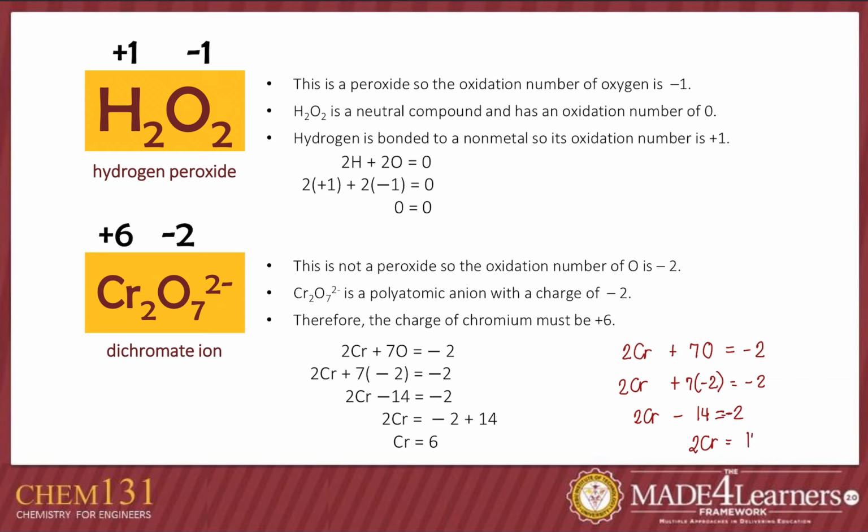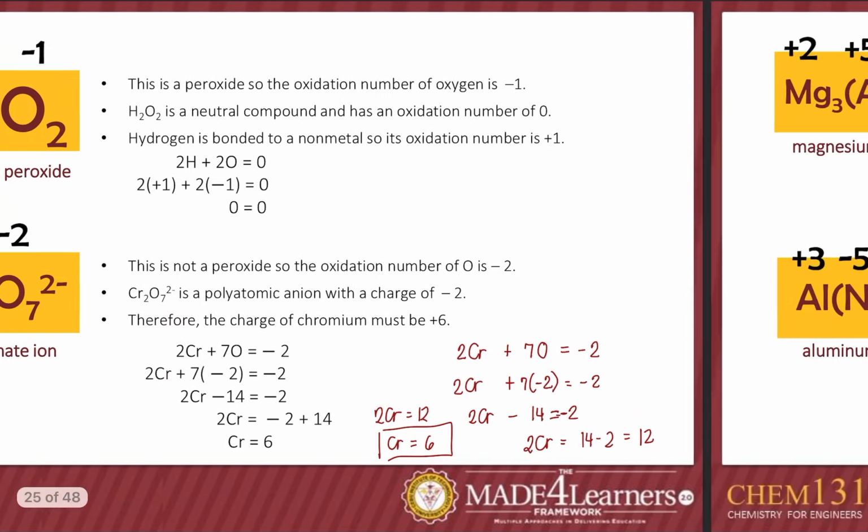So, it becomes 14 minus 2, and that is equal to 12. So, two chromium equals 12, and then we divide both sides by 2. So, therefore, the oxidation number of chromium is positive 6. So, that is a polyatomic ion.